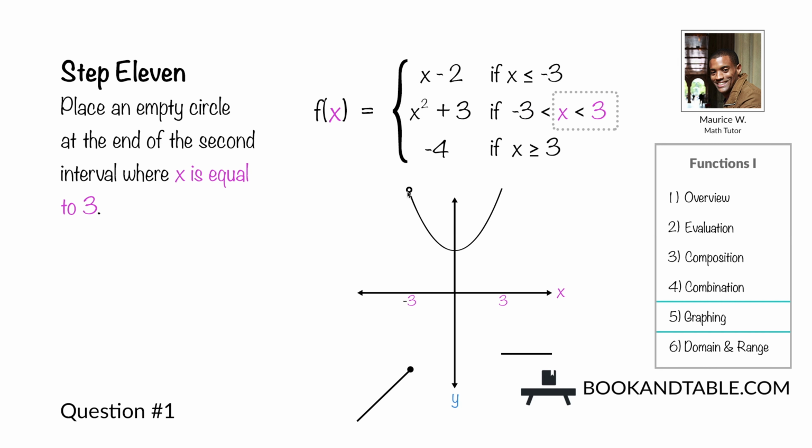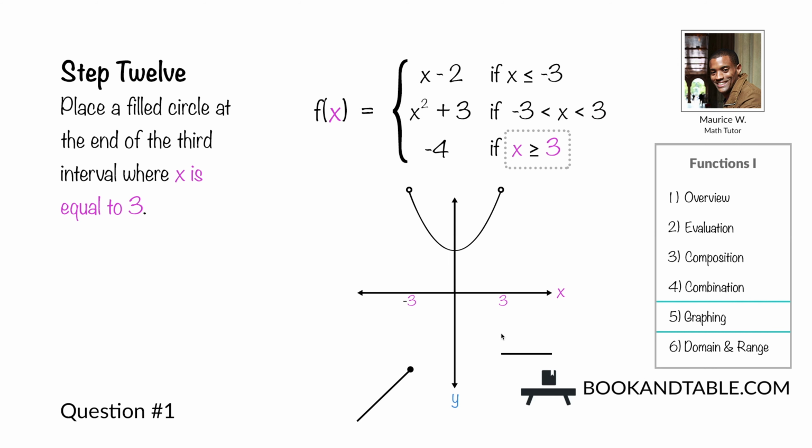And now step 11, place an empty circle at the end of the second interval where x is equal to 3. It is empty since x is less than 3 but is not equal to 3, so that number is not included in the second interval. And finally, step 12, place a filled circle at the end of the third interval where x is equal to 3. And it is filled since x is greater than or equal to. So since it can equal 3, that number is included, so the circle is filled. And with that, this would be the answer to question number 1.